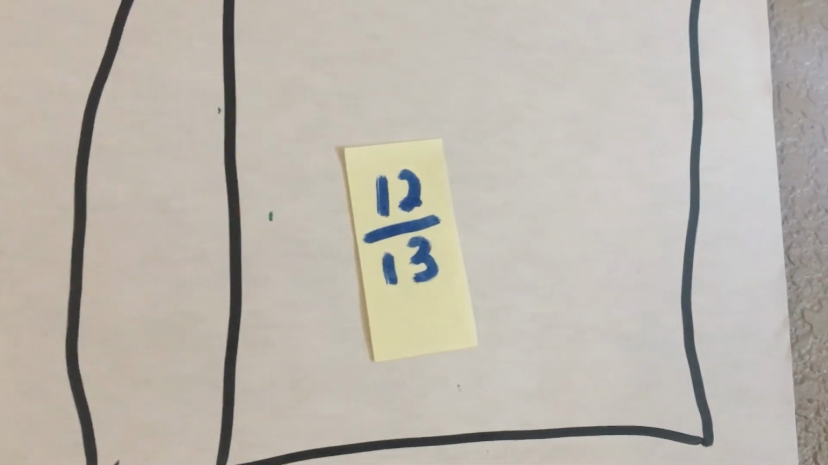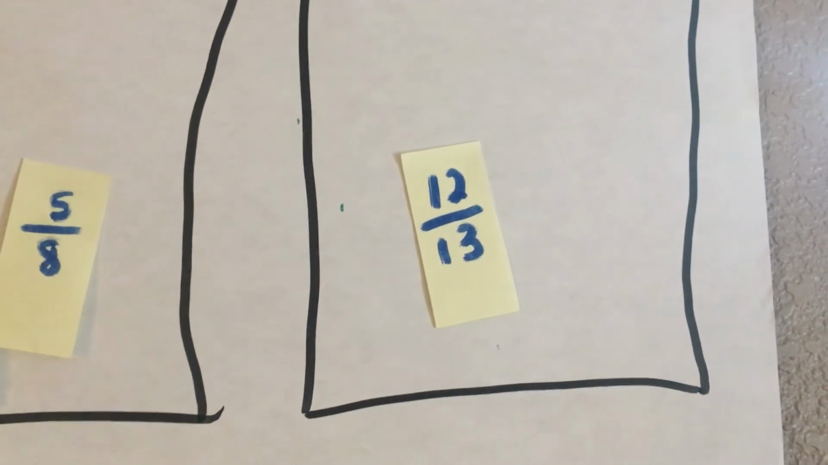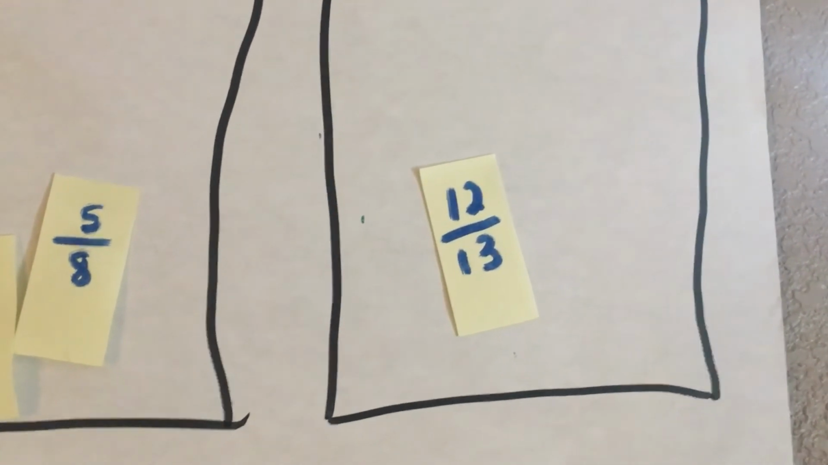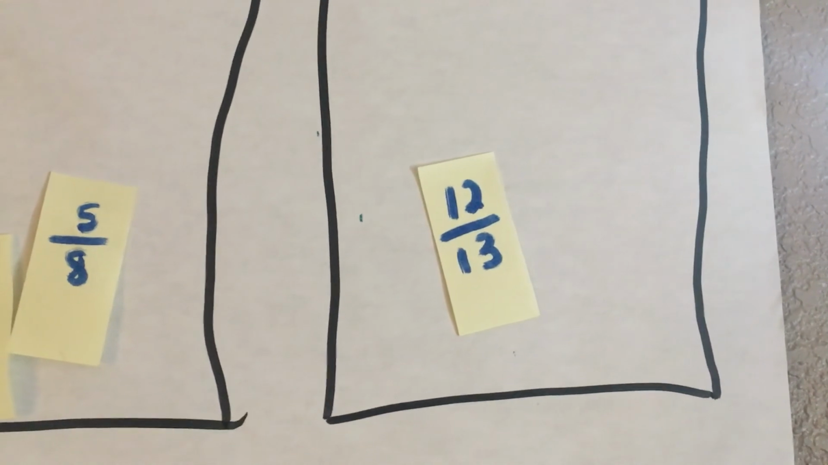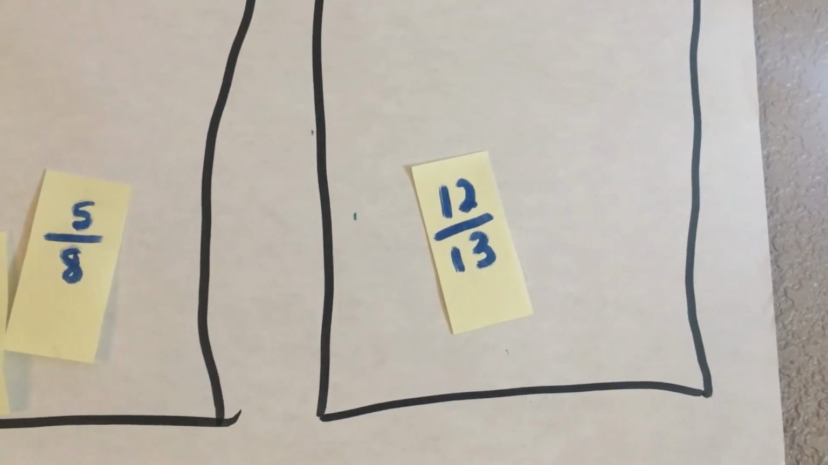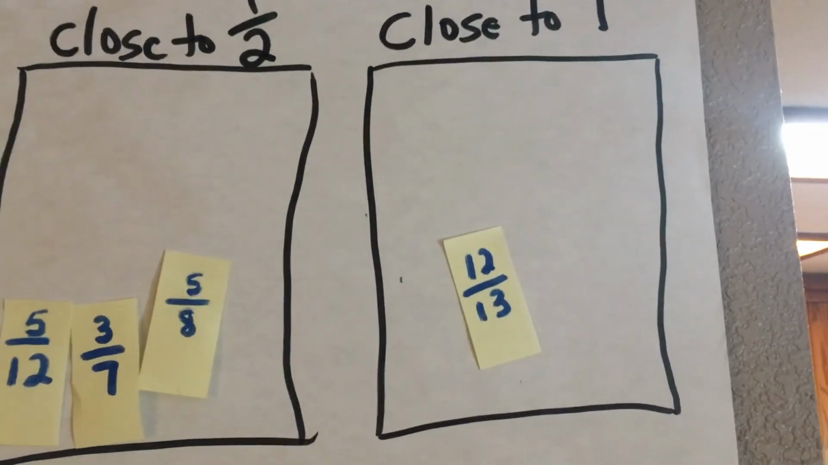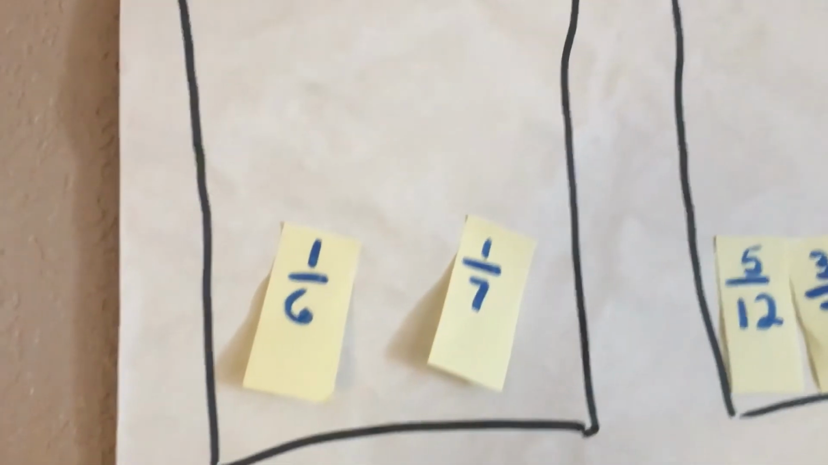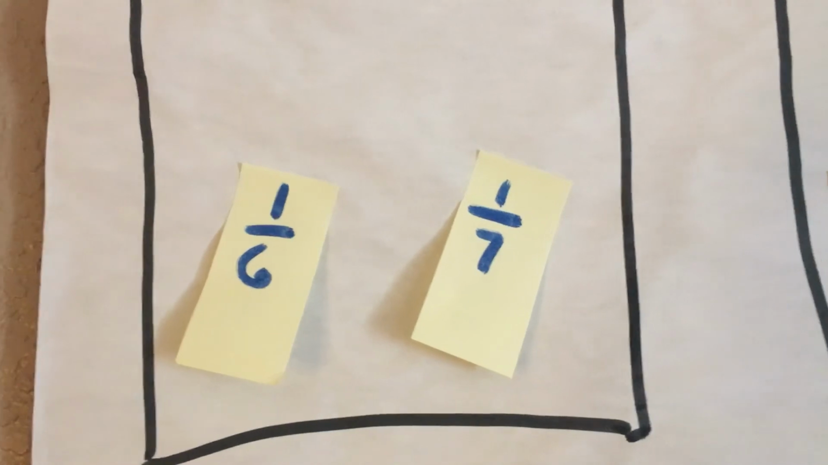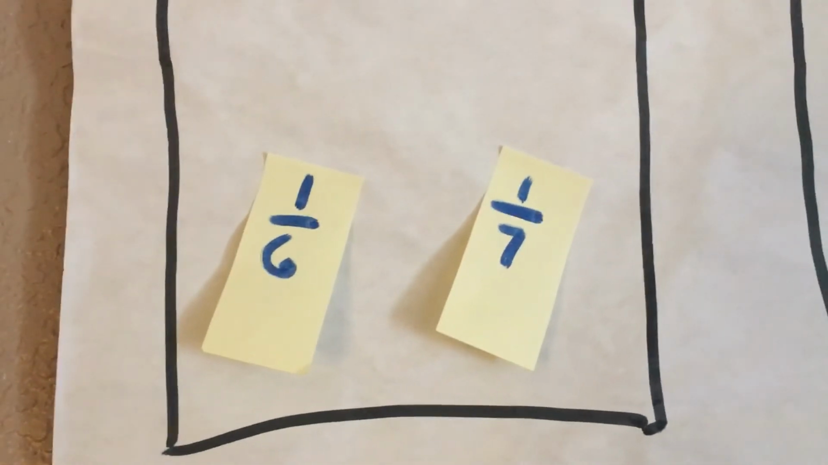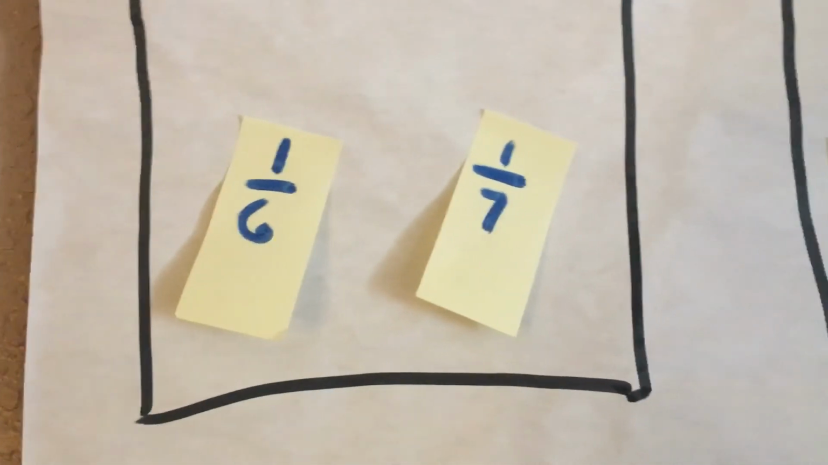That it's more than half, because it's 12 out of 13, and... Okay. What do you notice about the fractions that are in close to 0? That both of them have 1 as the numerator. Anything else?